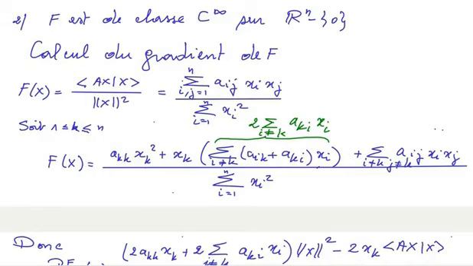It will give a_kk xk squared. Then the terms where there is xk, we factor out xk, and it will be the sum for i different from k, the terms a_ik plus a_ki. We can group these terms because the matrix is symmetric, so we put twice the sum of a_ki xi. And finally, the terms that do not contain k, that means the sum for i different from k and j different from k of a_ij xi xj, to facilitate the differentiation or the derivation.